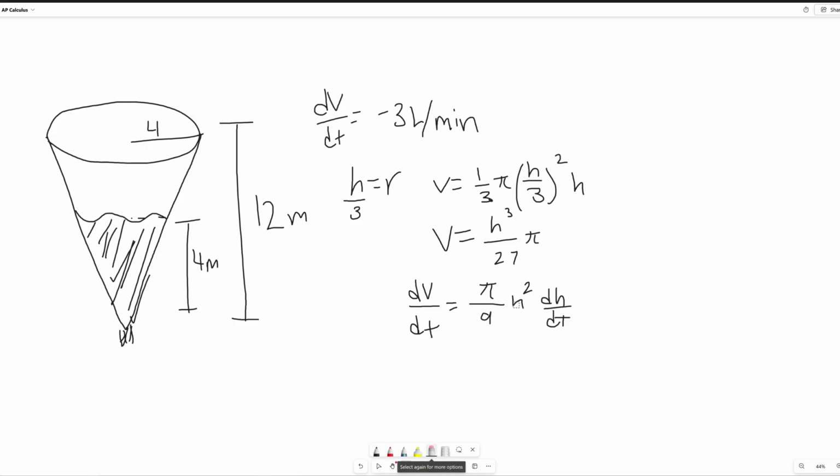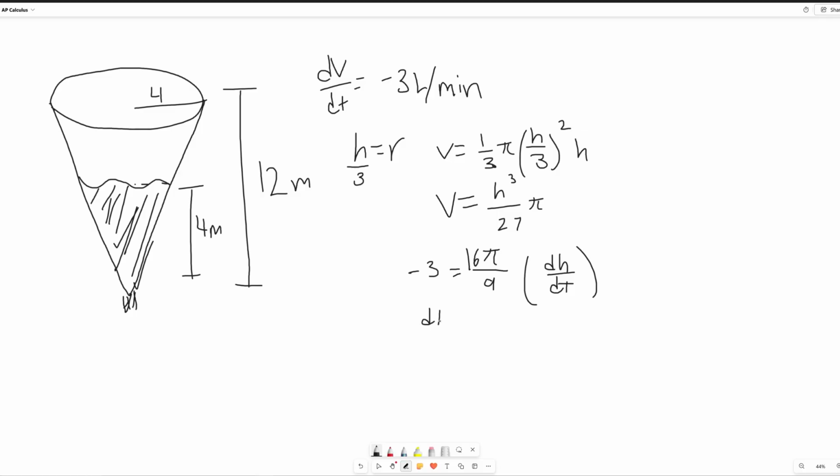So here we can just have pi over 9. h squared is our height, which is 4 squared. So 4 squared is 16. So 16 pi over 9. I'm just plugging in the variables we have now. dV over dt is negative 3 liters per minute. So, negative 3. And now, we just divide both sides by this, so we can isolate our dh over dt. And now, we can say our dh over dt is this very long and weird number, but that is correct.